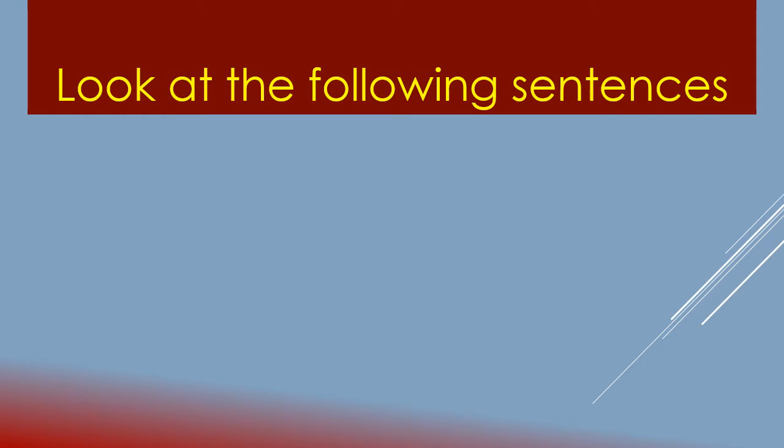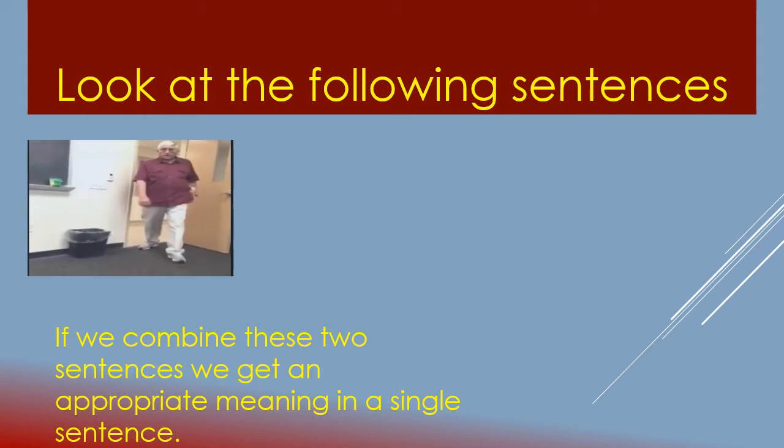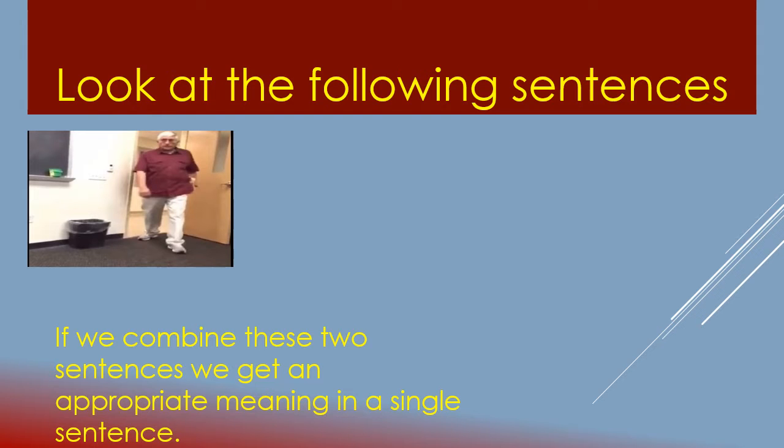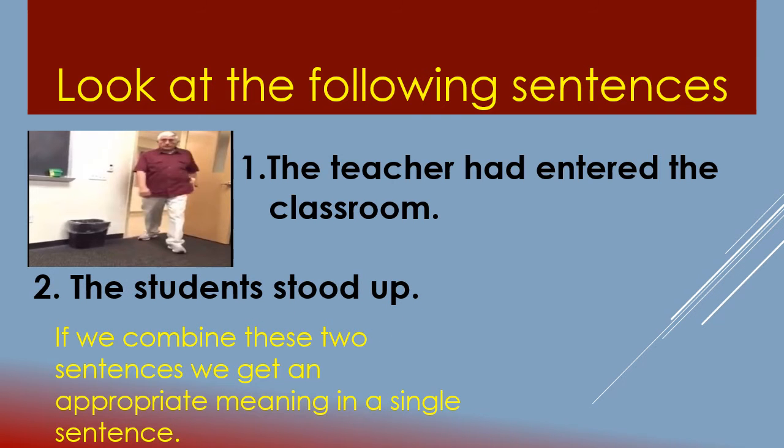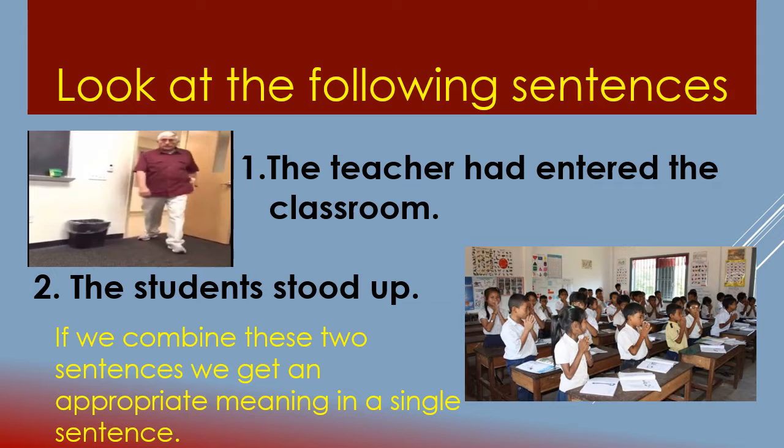Dear children, now look at the following sentences. See, one picture is there. Here one action happened. What's that action? Let us know. The teacher had entered the classroom. Now we look at one more action. The students stood up. See in the picture? These two sentences are independent so far. There is no connection, there is no relationship between these two sentences.